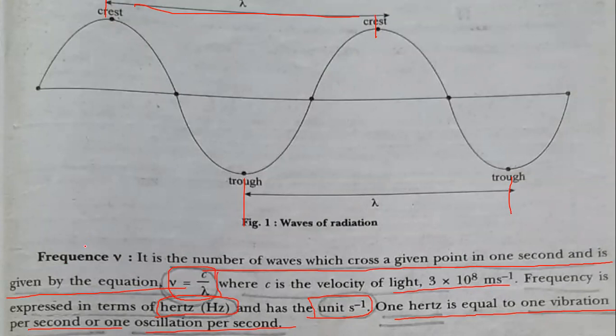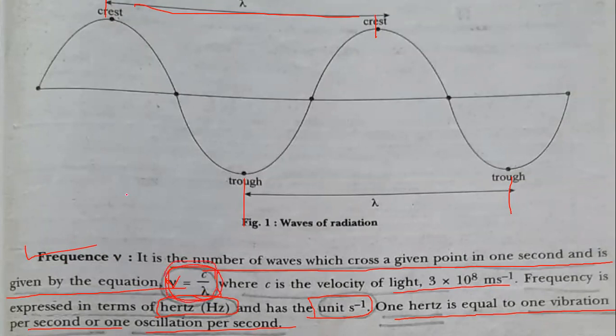Okay, the second property is frequency. What is the frequency? The number of waves crossing a given point in a second. It is given by the equation nu is equal to c upon lambda.